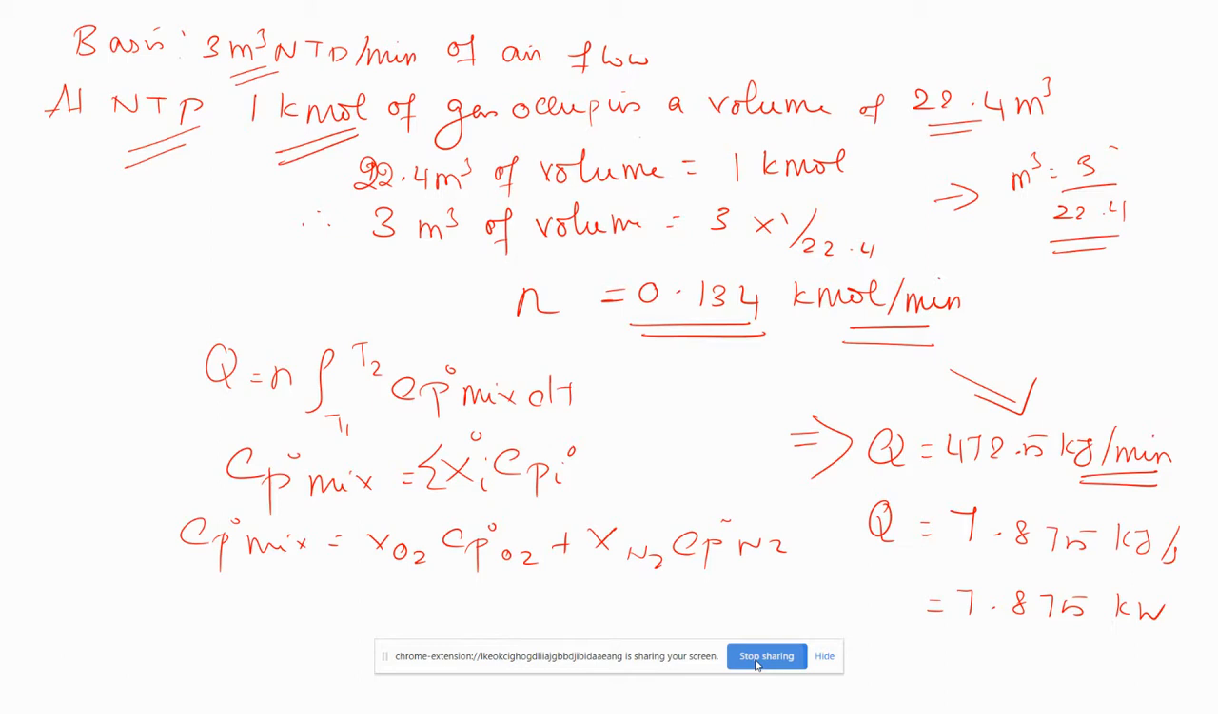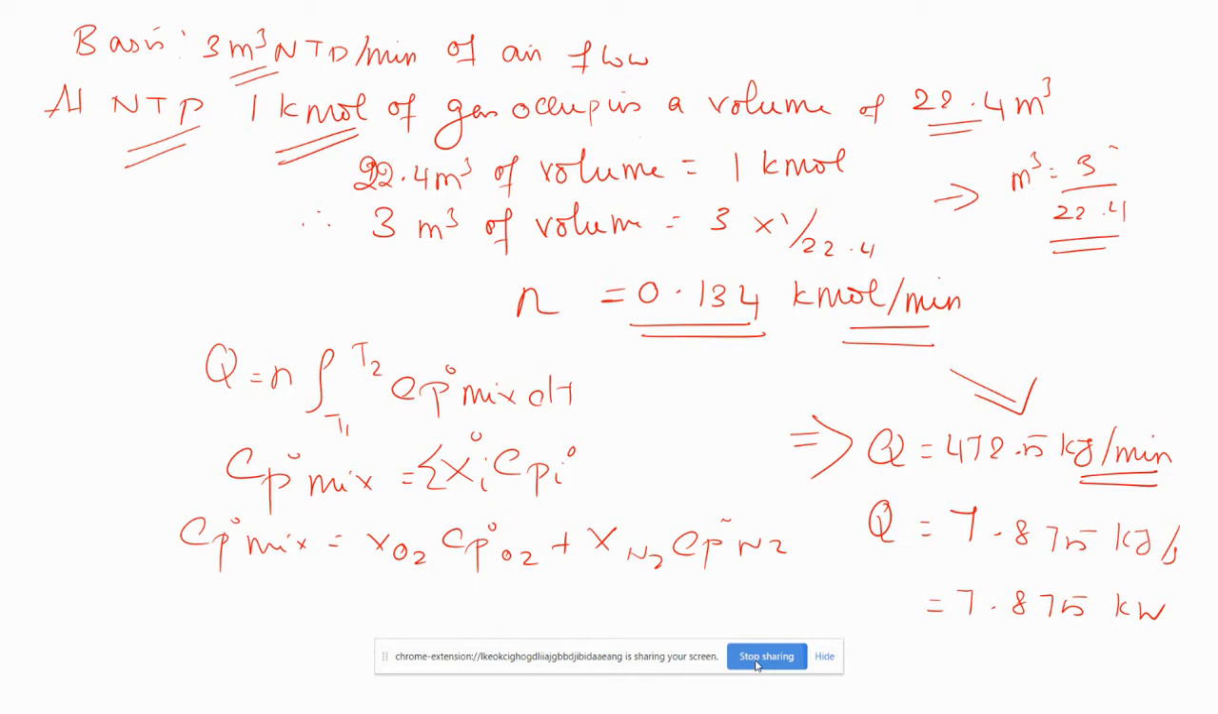The next concept is the mean molar heat capacity of gases. Suppose two Q values are given. Then there are two different temperature ranges, that is, three different temperatures: T1, T2 and T0. At that time, how are we going to find it? Two Q values, as well as sometimes three different temperature ranges, will be given.